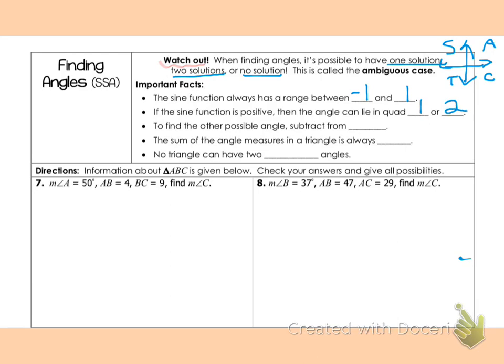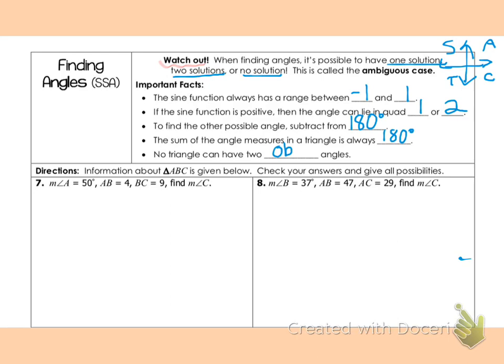To find the other possible angle, this is what we're going to do. You'll use the law of sines, you'll find an angle, and if you want to find the other angle, you're just going to subtract the angle you found from 180 degrees. So these two possible angles you might get are always going to be supplementary. The sum of angle measures in a triangle is also 180 degrees. And also, no triangle can have two obtuse angles.